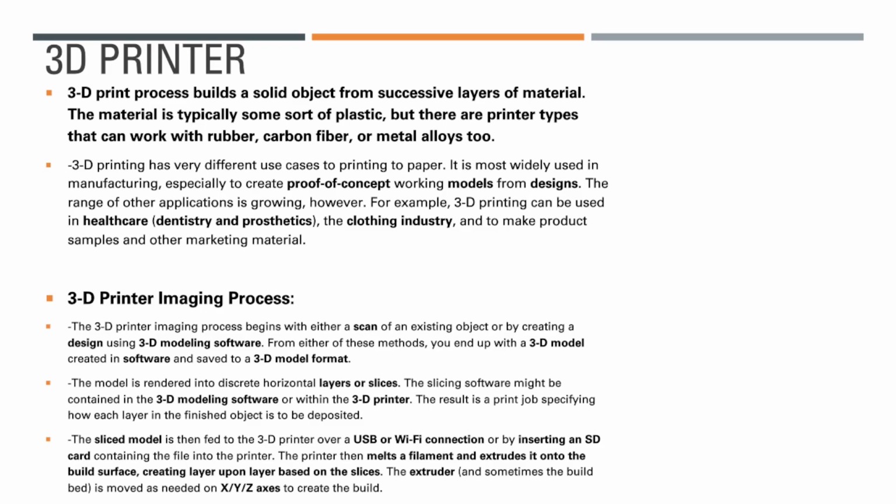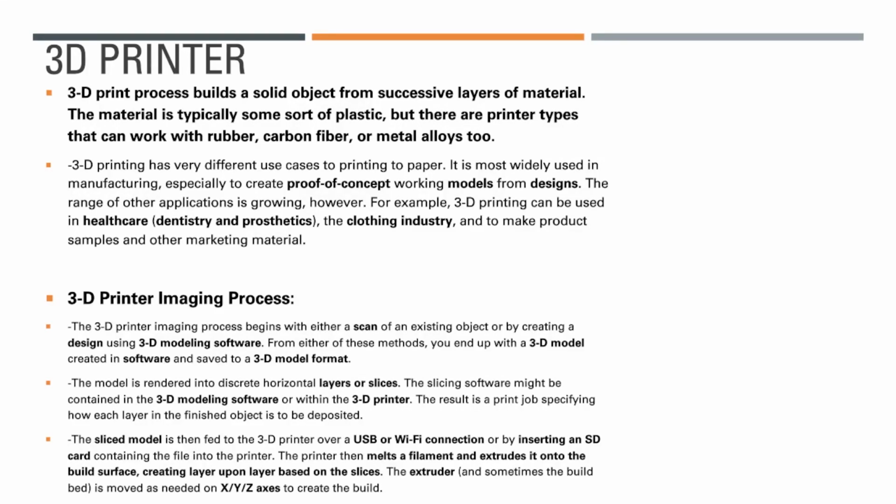The 3D printer imaging process begins with either a scan of an existing object or by creating a design using 3D modeling software. From either of these methods, you end up with a 3D model created in software and saved to a 3D model format. The model is rendered into discrete horizontal layers or slices. The slicing software might be contained in the 3D modeling software or within the 3D printer. The result is a print job, specifying how each layer in the finished object is to be deposited.